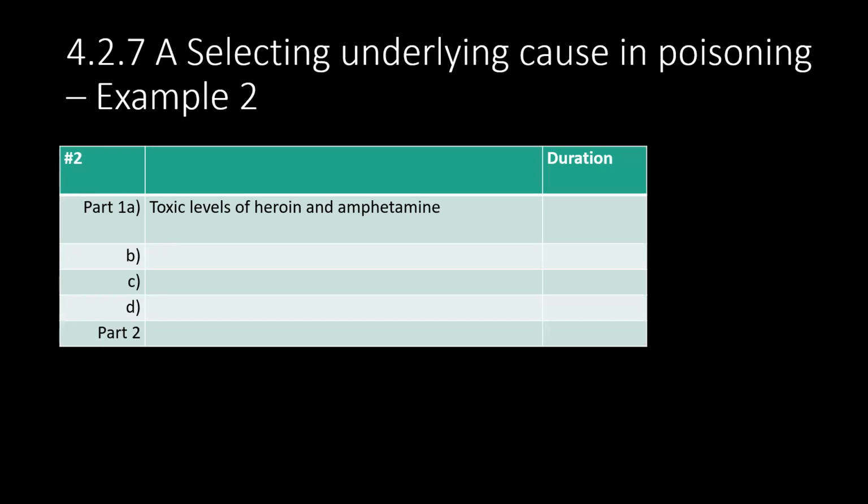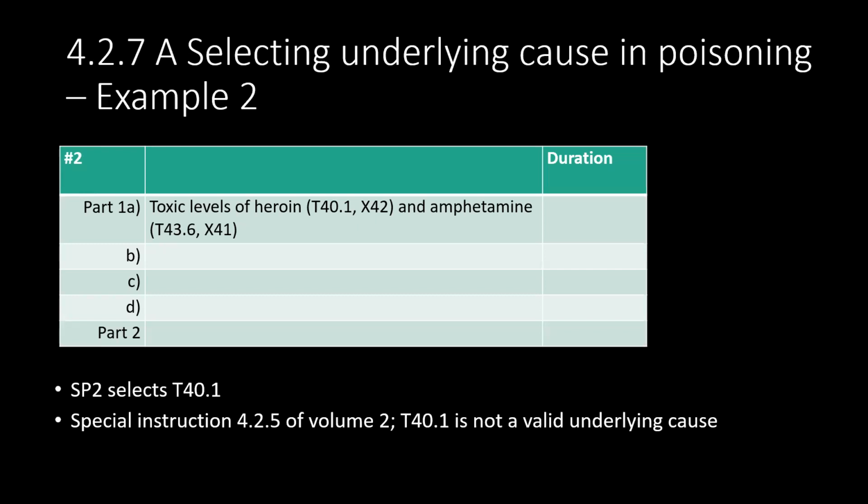Here is another example. Part 1a, toxic levels of heroin and amphetamine. ICD codes are: chapter 19 code for heroin is T40.1 and chapter 20 code is X42. Chapter 19 code for amphetamine is T43.6 and chapter 20 code is X41. SP2 selects T40.1. However, according to the instruction 4.2.5 of volume 2, T40.1 is not a valid underlying cause.